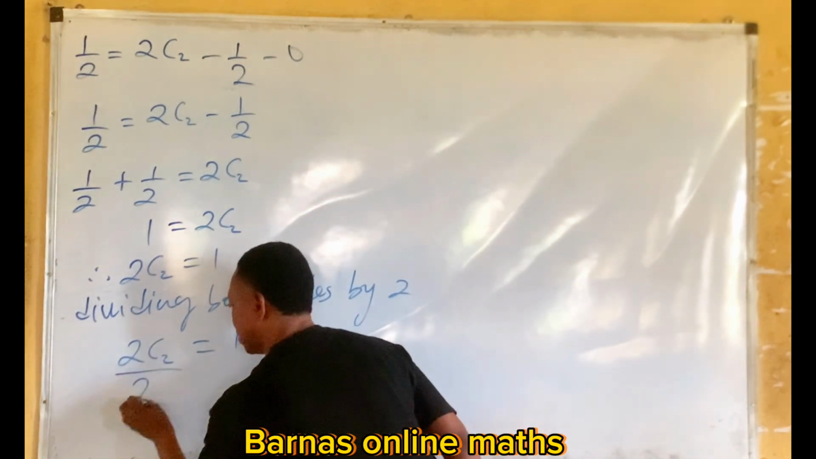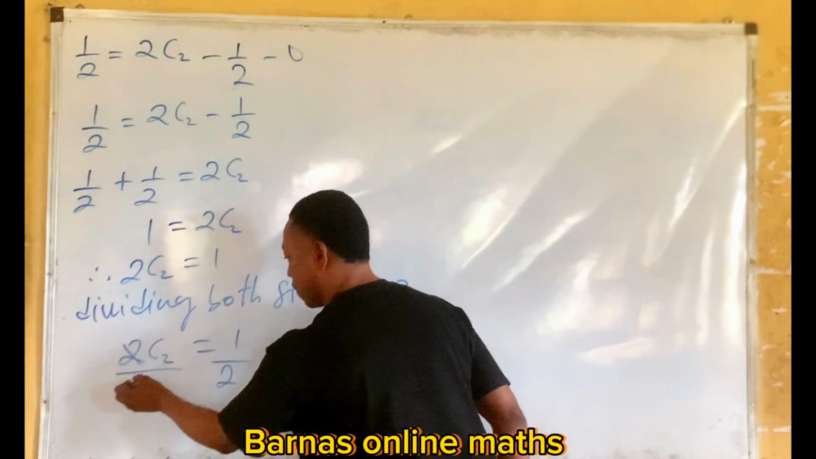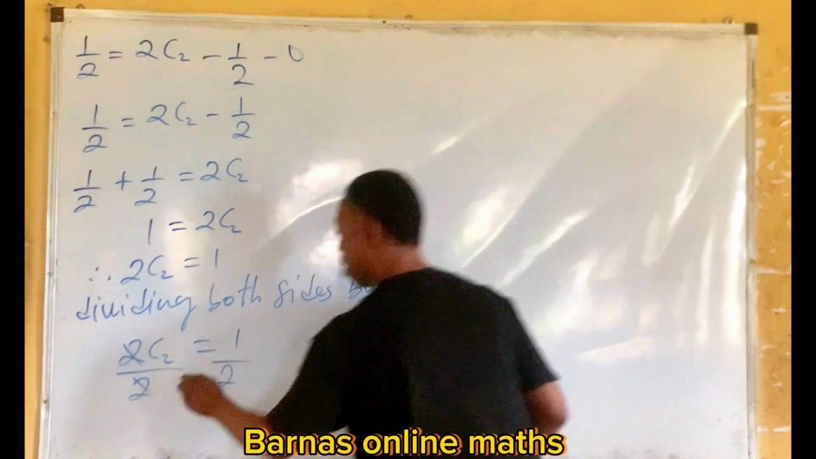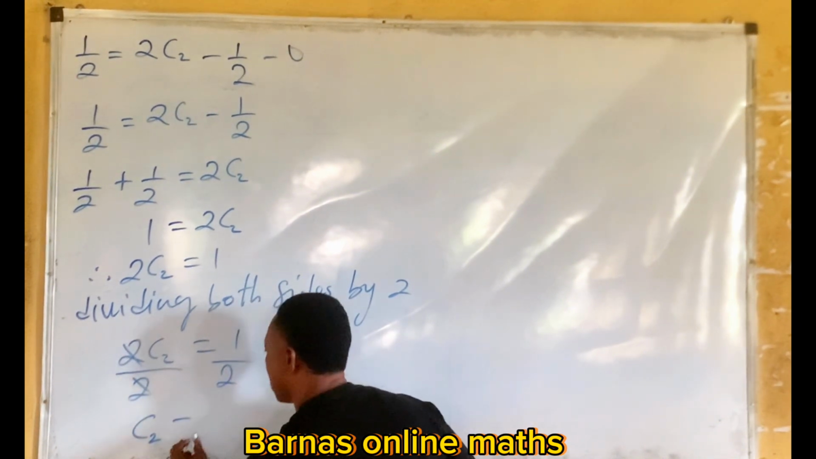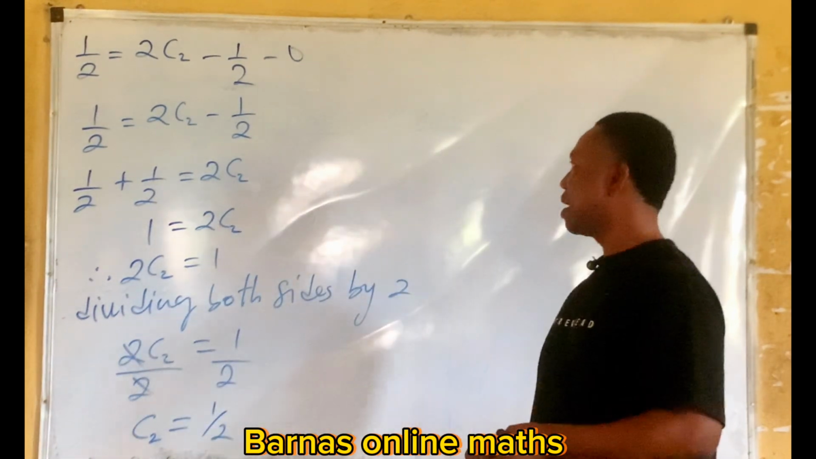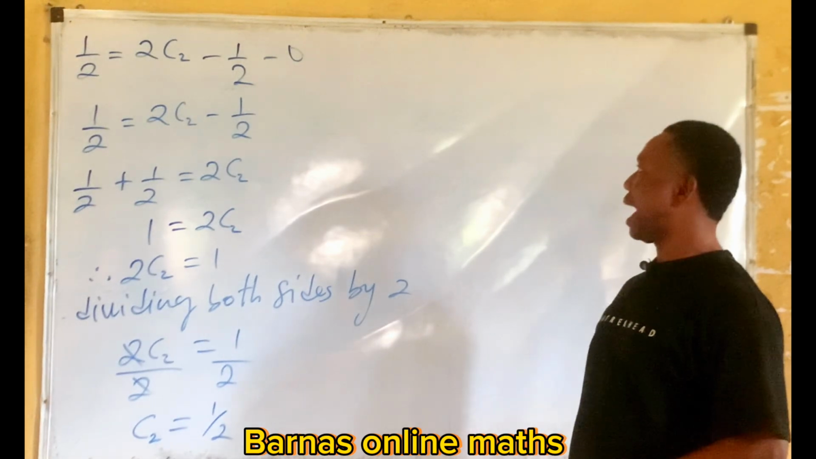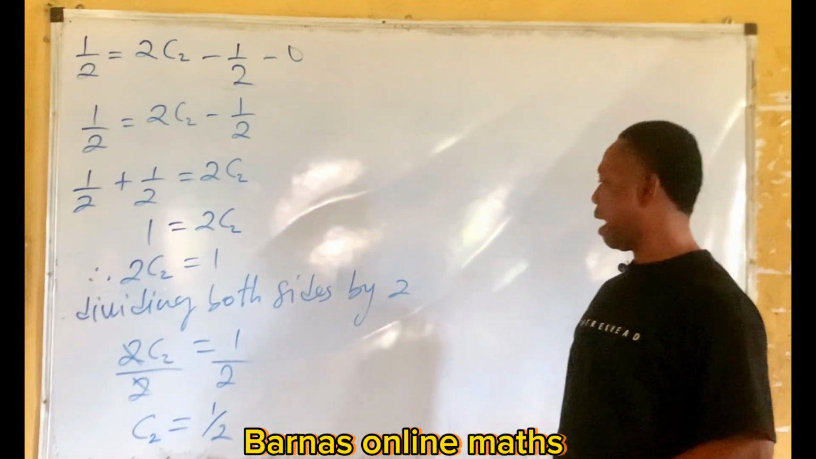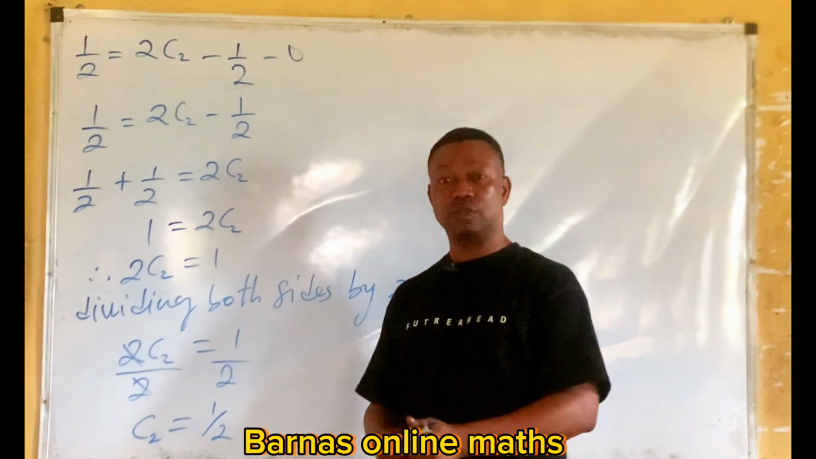Divide the left hand side by 2. Also divide the right hand side by 2. Such that these two will cancel these two. Letter will be what? C2, C sub 2 to be equals to 1 over 2. So we have found C2 to be 1 over 2.